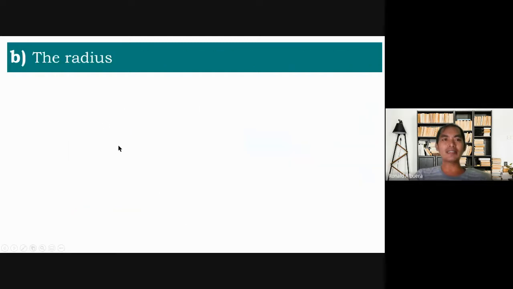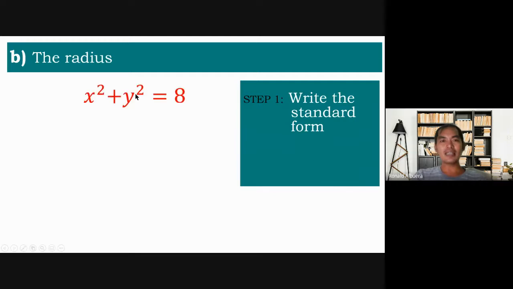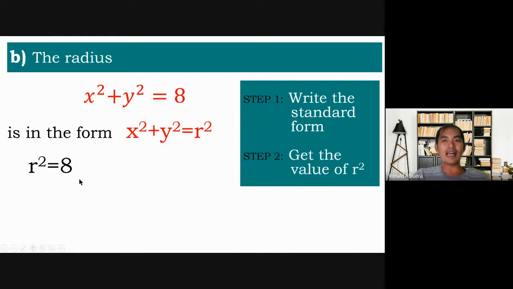Letter B, the radius. How to get the radius? Since it is in standard form, and there is nothing accompanying the x squared, it means that the center is at the origin. Or our center is at 0, 0. Since we are looking for the radius, what we need is this 8, the constant number represented by r squared. So r squared equals 8. The radius is all we need.